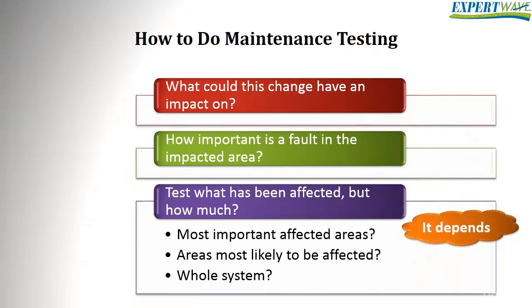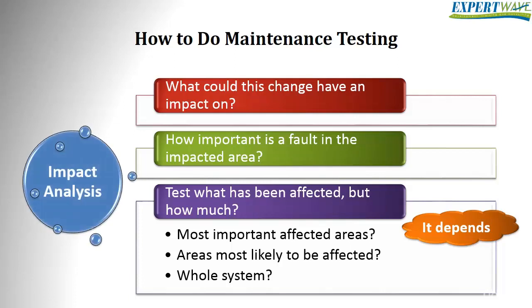The scope of maintenance testing is related to the risk of the change, the size of the existing system, and the size of the change. Determining how the existing system may be affected by changes is called impact analysis, and is used to help decide how much regression testing to do. The impact analysis may be used to determine the regression test suite.